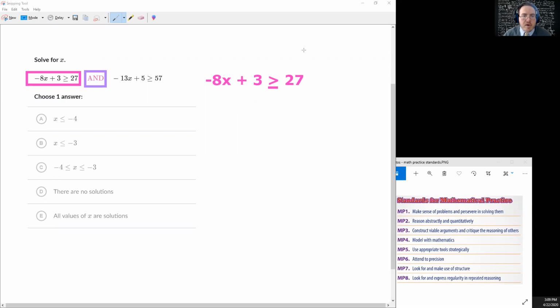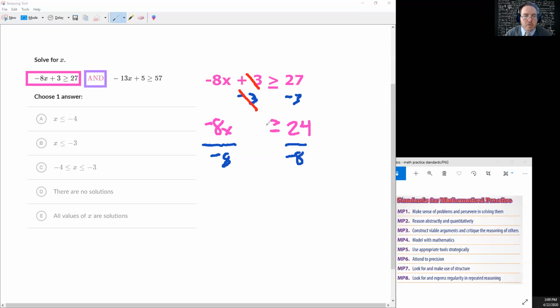So if I'm going to solve that really quickly, I would subtract 3 from both sides, and I'd have negative 8x is greater than or equal to 24, because those made it 0. So then I would divide both sides by negative 8. Now, because I'm dividing by a negative 8, I have to flip the inequality.